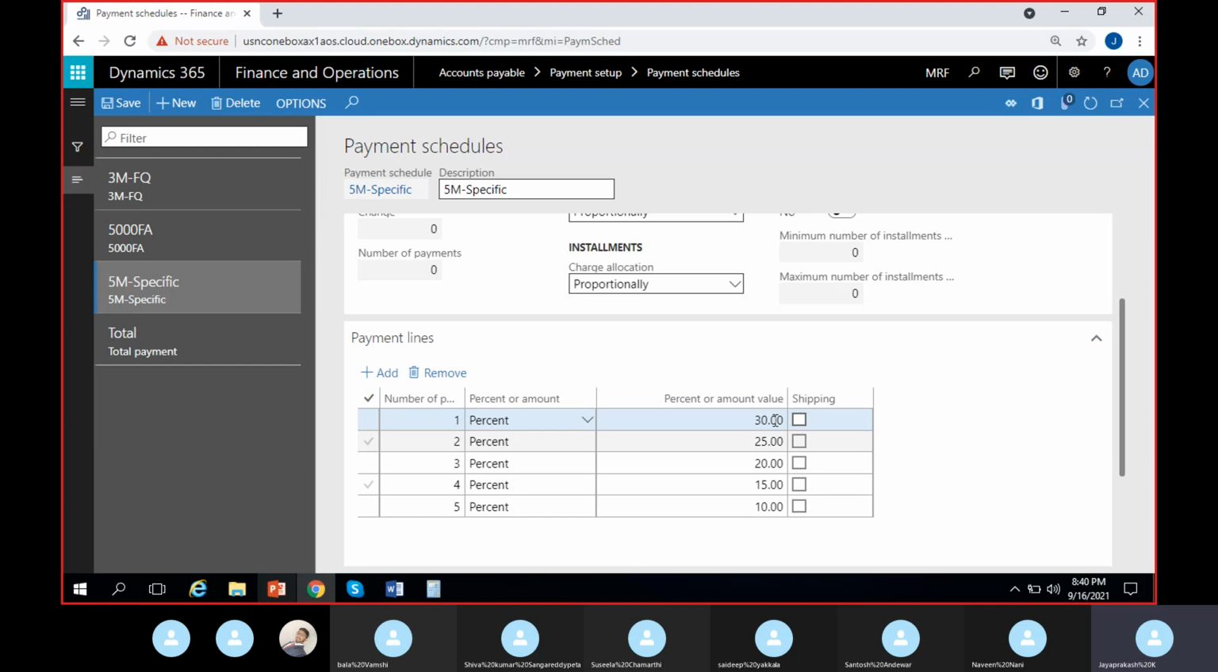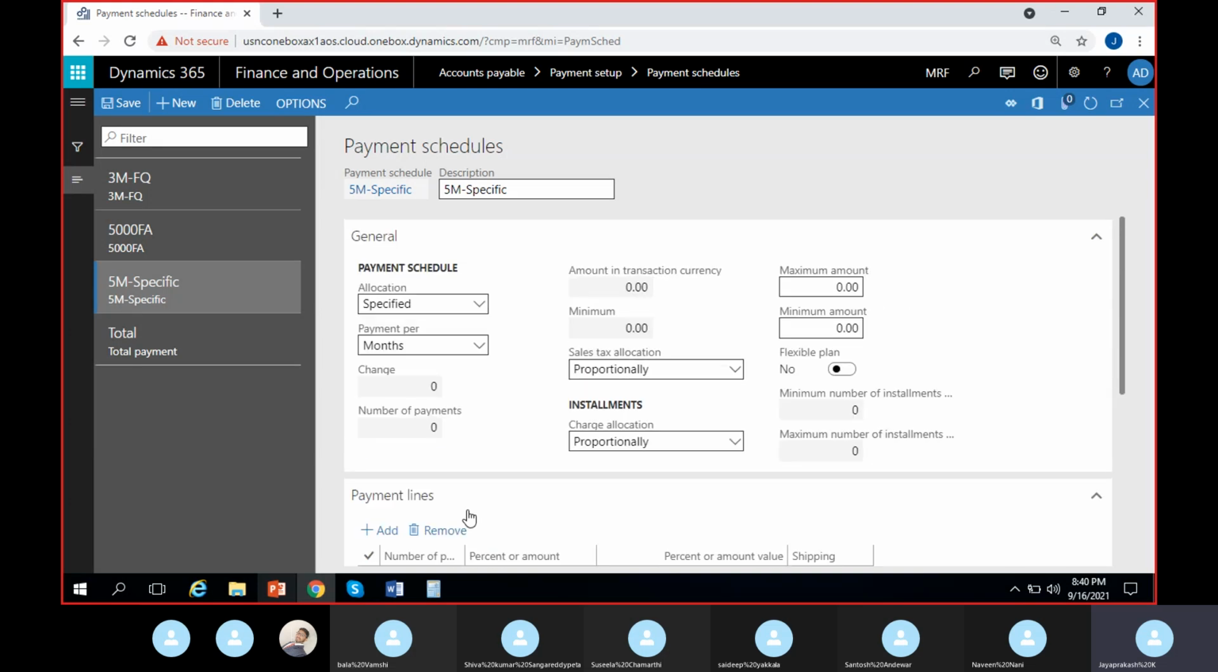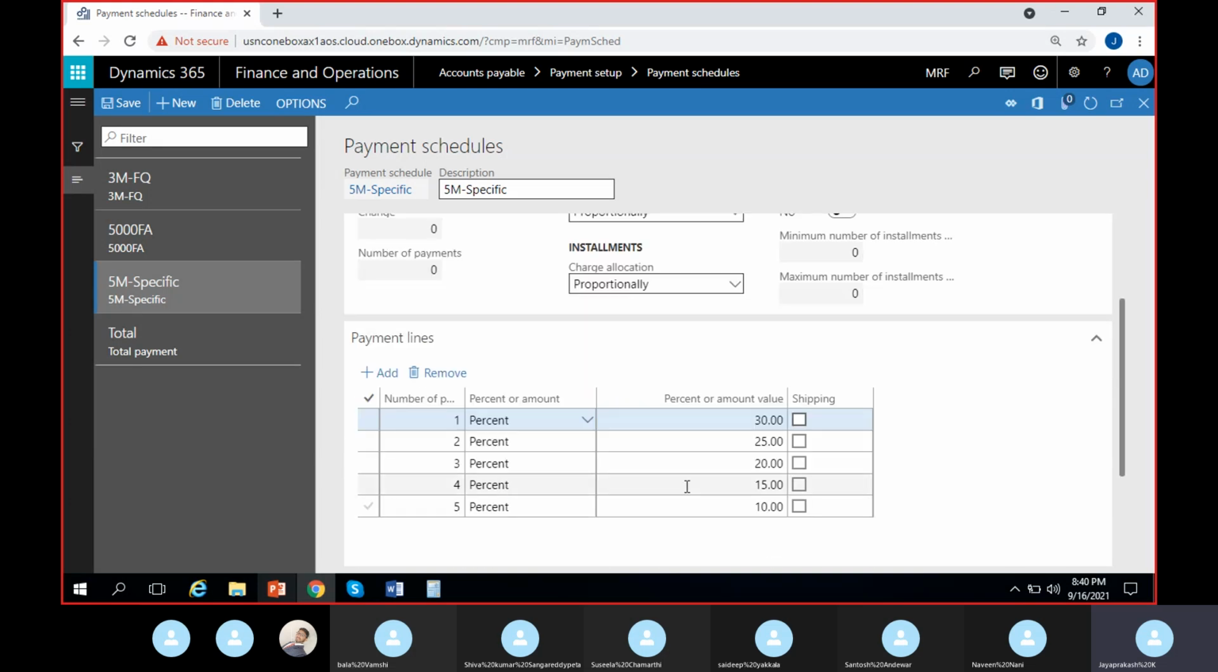So this is how I can schedule accordingly. Here I can specify whatever percentages I want to pay for each period. So if I apply this on an invoice of $10,000, supposing, I'll pay 30%, which means 3,000 in the first installment, 2,500 in the second installment, 2,000 in the third installment, 1,500 in the fourth installment, 1,000 in the fifth installment.